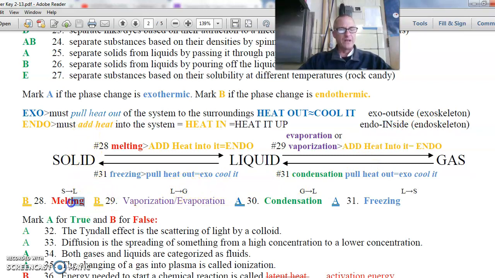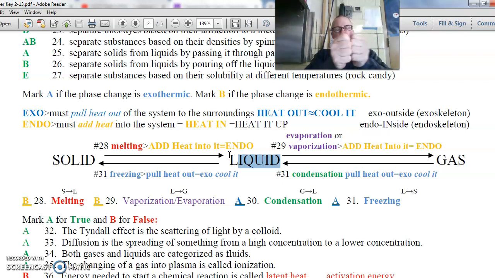So for number 28, they're wanting to know, what do you have to do to melt something? Melting is the process of changing a solid to a liquid. So we're going from a solid to a liquid. We're following this arrow right here. If you want to melt something, you have to add heat into it. That's endo. So if you have an ice cube and you want to melt it, you have to add heat into it. What does that heat do?